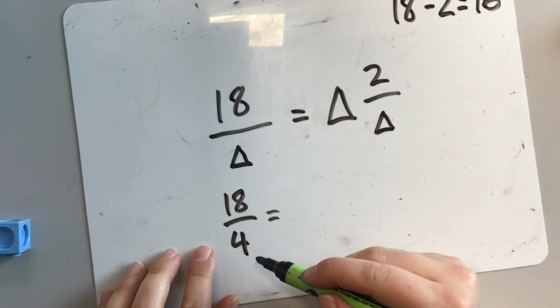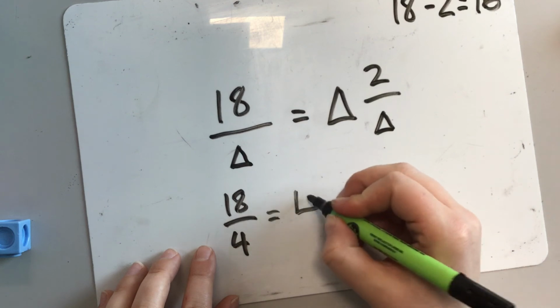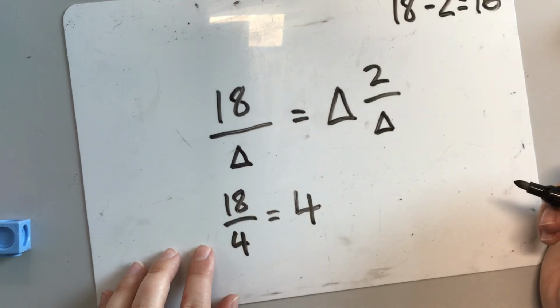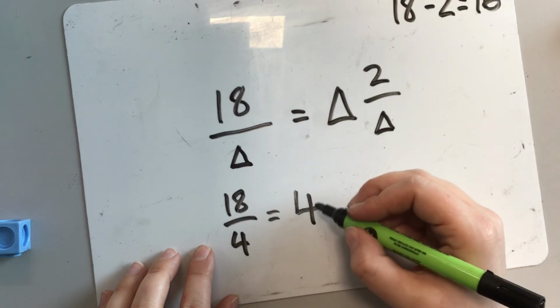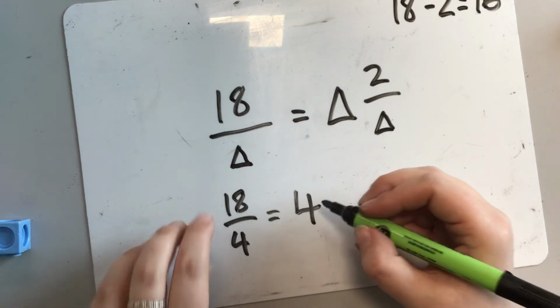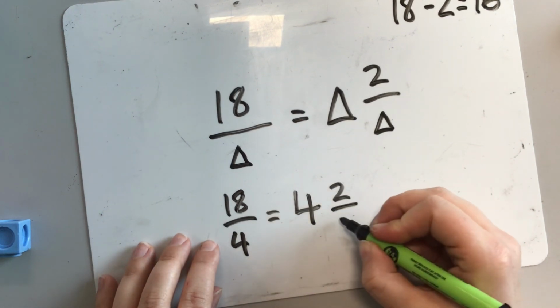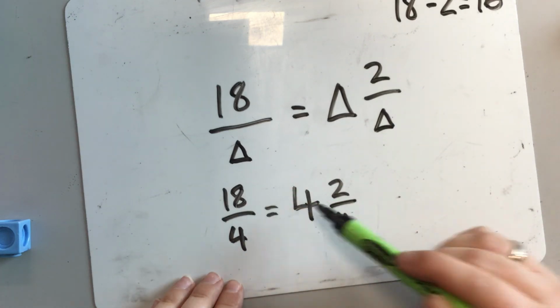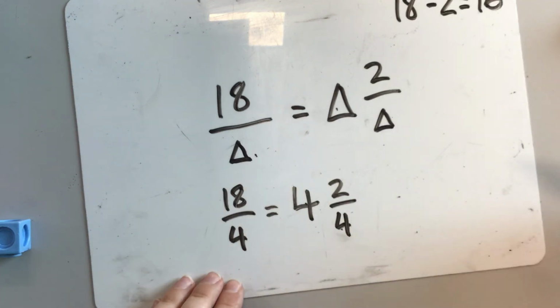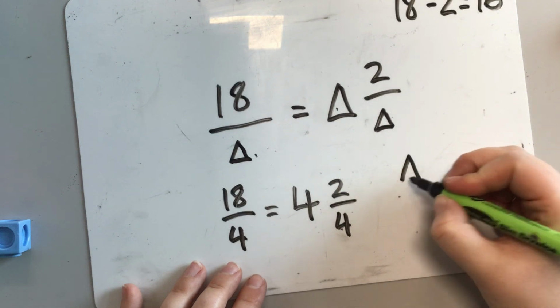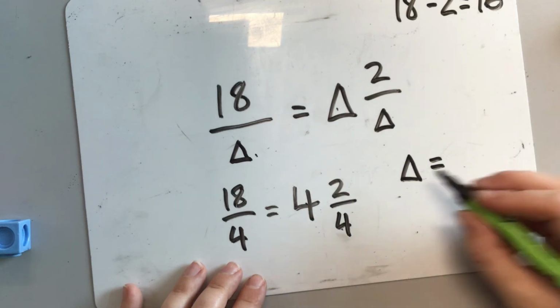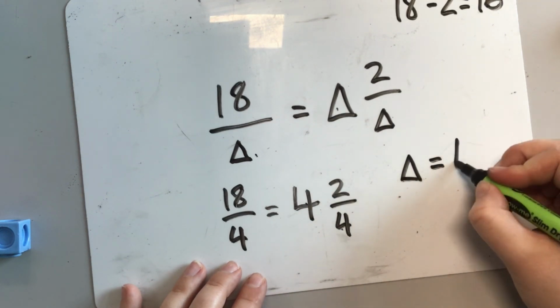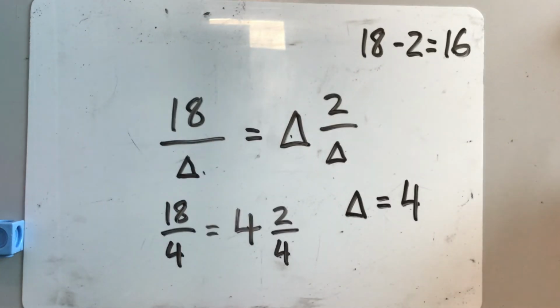And I'm going to think, right, 4 times 4 is 16, so that puts a 4 there. And if I've got 4 times 4 is 16, but I needed 18, that would leave me with 2 quarters left over. And can you see that I've got a 4 in every single place there was a triangle? Because there's only one shape, they all have to be the same. So the value of the triangle is 4, like that.